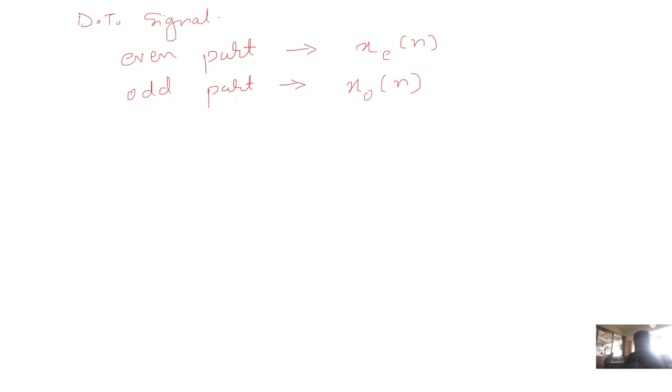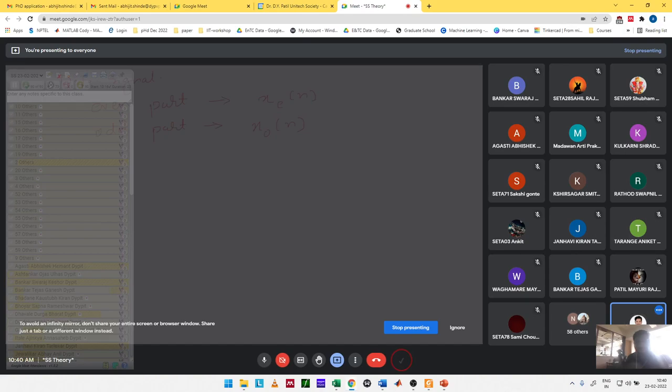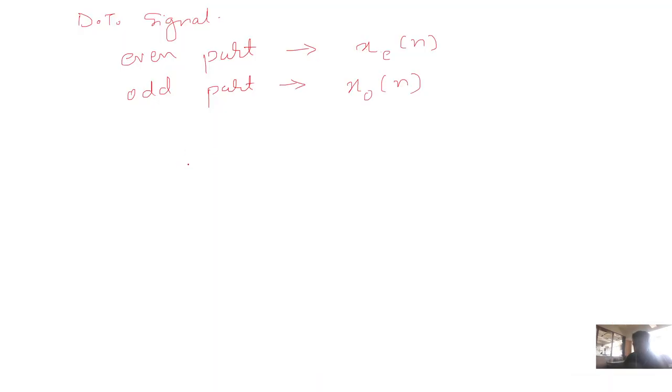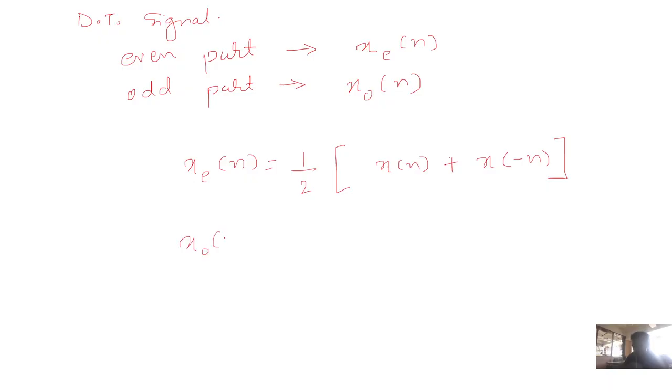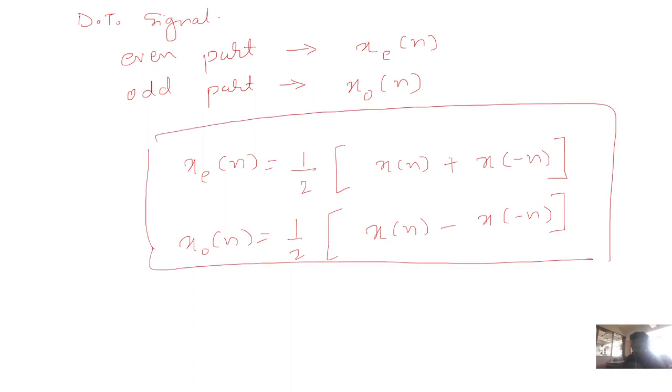Okay, so x even of n is going to be equal to half of x of n plus x of minus n. And x odd of n is going to be equal to half of x of n minus x of minus n. So these are the two equations and these are for discrete time.